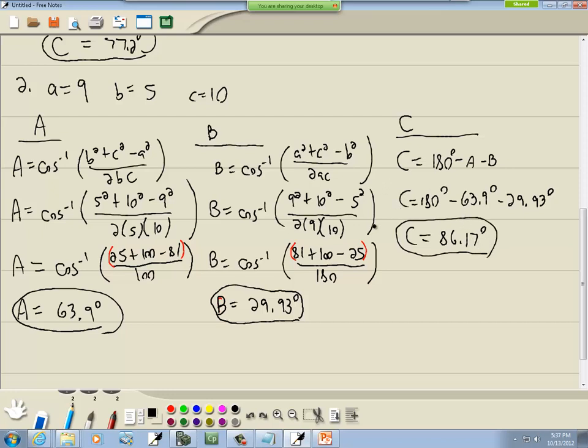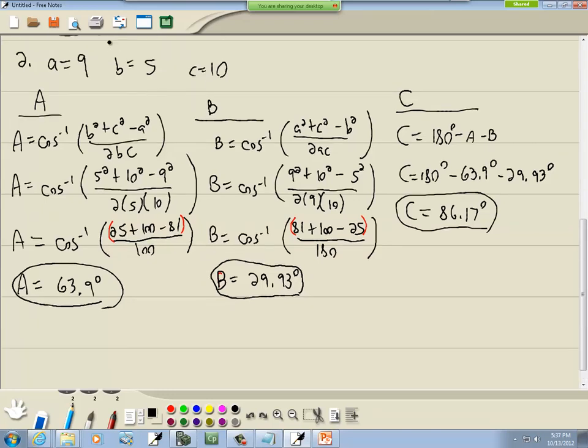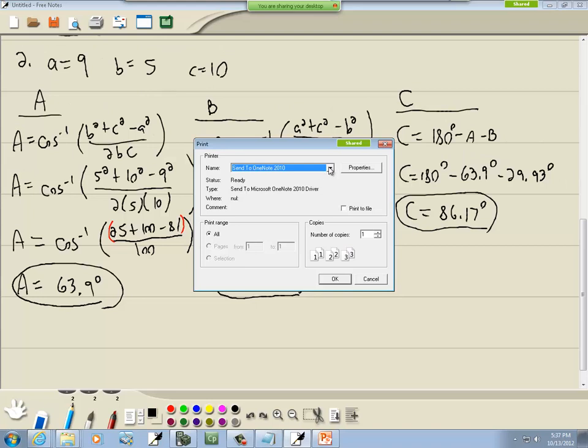Okay. Now our largest angle is C, which is our largest side. Our smallest angle, B, is our smallest side. So that kind of seems to tie. Let me save this and we'll look at our last problem.